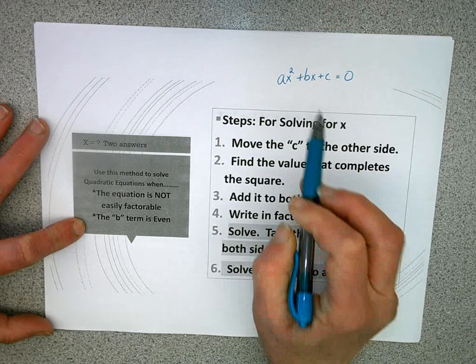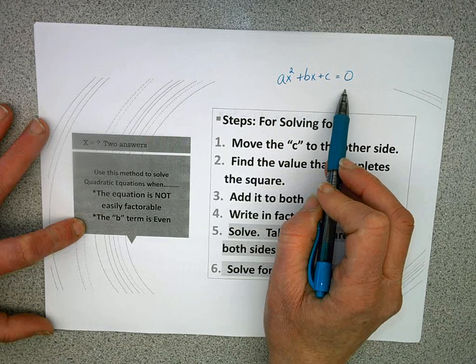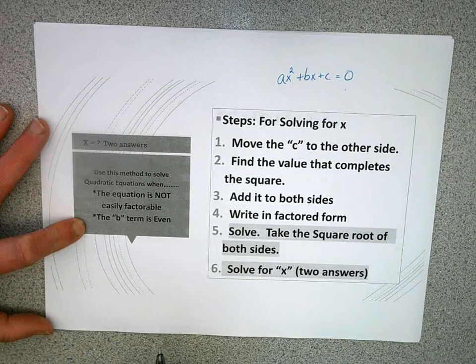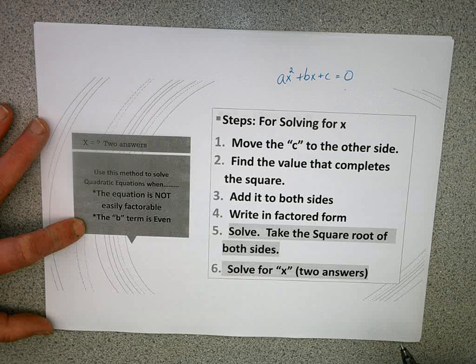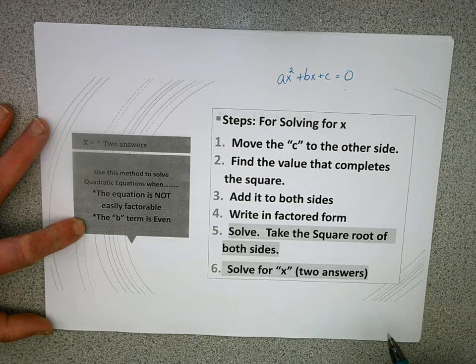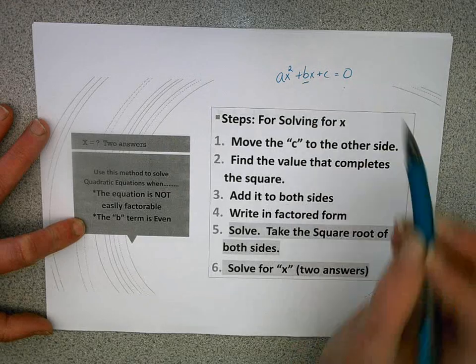So like last chapter, when it was in this form, we solved by factoring, doing an area model, zero product property. But sometimes they're not factorable. Sometimes they are. And sometimes it might be easier just to do solve by completing the square. This b term, it's helpful if it's even.